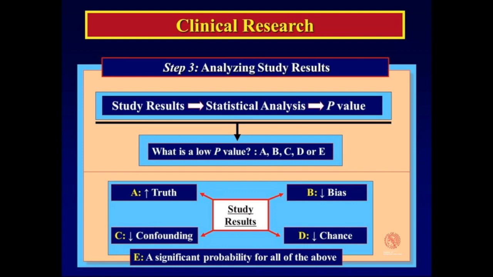Then a low p-value, you may answer in your mind that the answer to a low p-value is A, because there is the probability of increased truth in the data. Maybe B, because there is a probability of less bias. Maybe C, because the probability of less confounding. D, probability of less chance. Or E, there is a significant probability that all of these things are happening with my data when I get a low p-value.